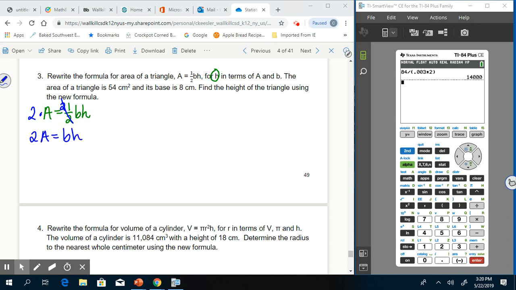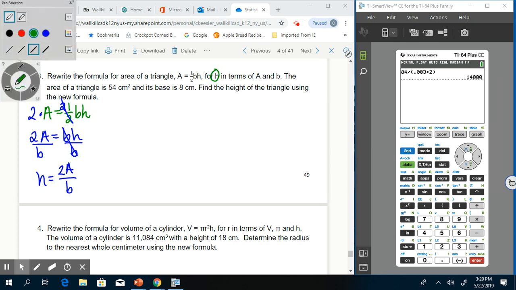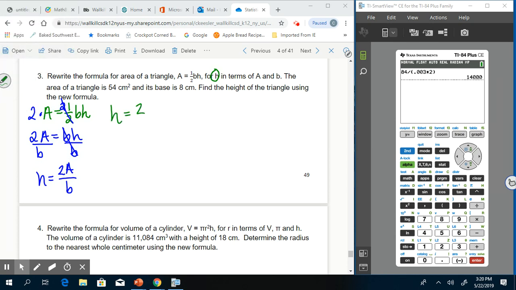Now we're solving for height, so we've got to get rid of that base. Opposite of multiplying is dividing. So our final answer is h equals 2a over b. And you wouldn't have to write that in any other way. So now we can answer the question. The area of a triangle is 54 centimeters squared, and its base is 8 centimeters. Find the height of the triangle using the new formula. So h equals 2 times 54 divided by the base, which is 8. So h equals 108 divided by 8.